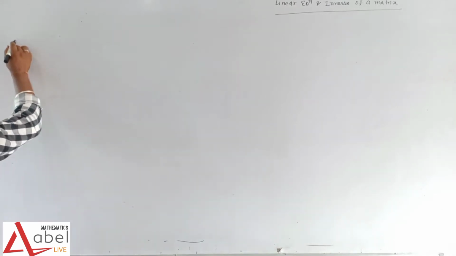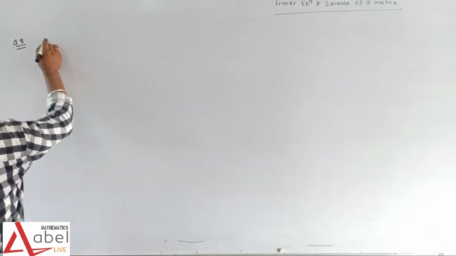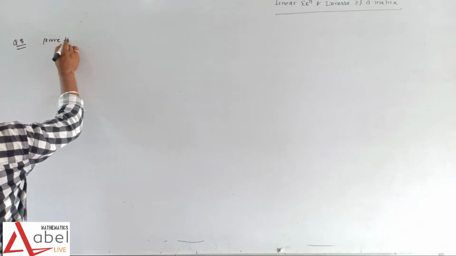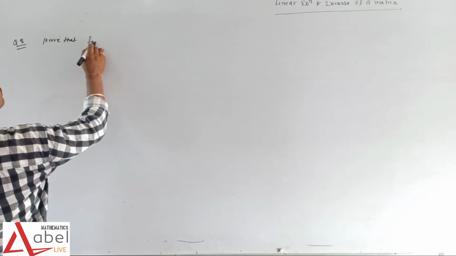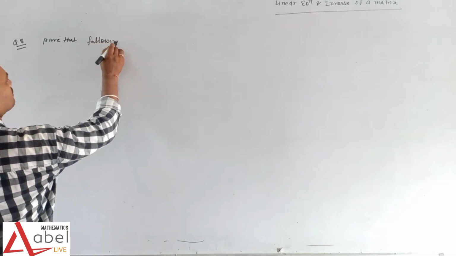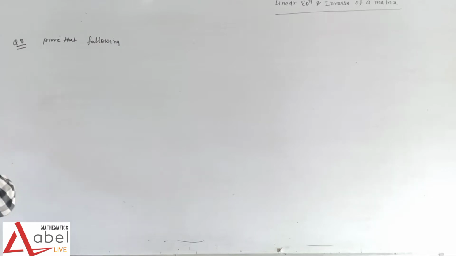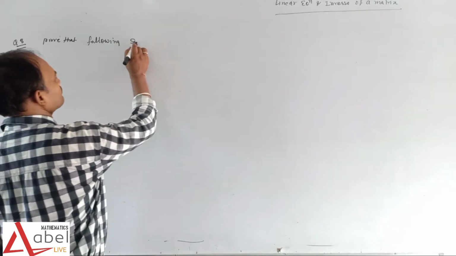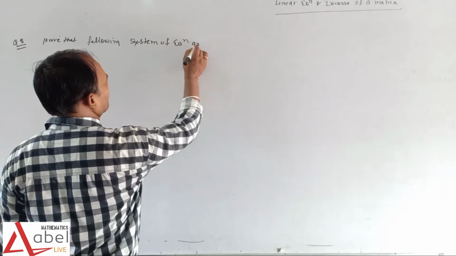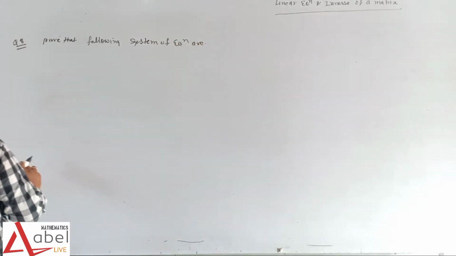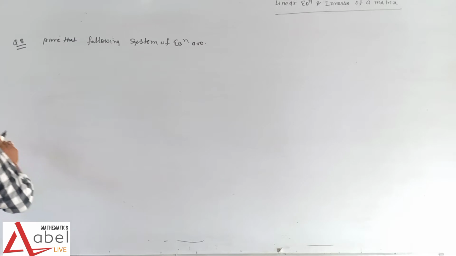Next one is question number 8: prove that the following system of equations are inconsistent.